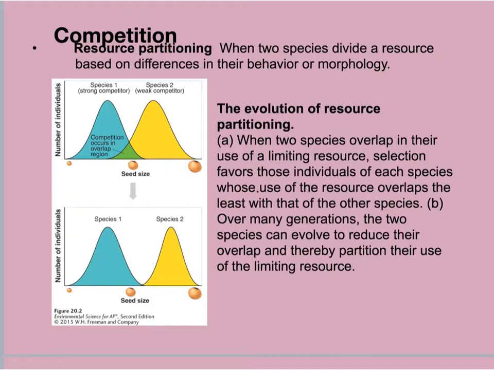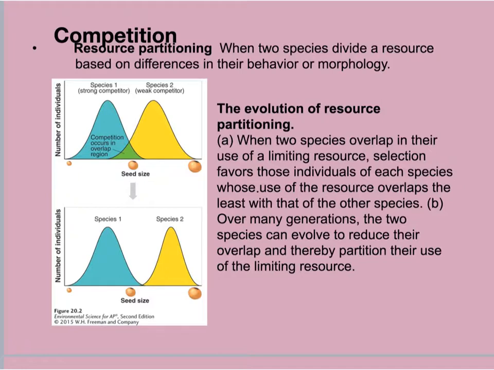This figure here shows this process at work. Let's imagine two species of birds that eat seeds of different sizes. Species 1 is represented in blue, where some individuals eat small seeds and others eat medium seeds. And species number 2 is represented by yellow, where some individuals eat medium seeds and others eat large seeds.